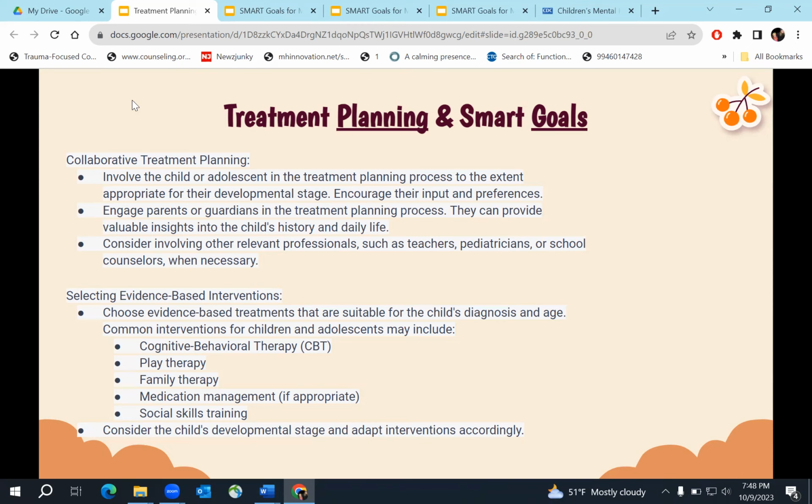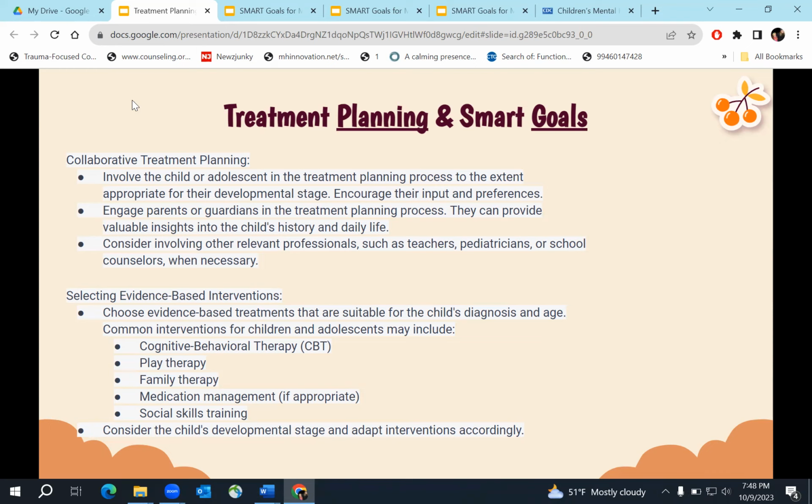When thinking about trauma, there's a lot of really great trauma evidence-based interventions. Trauma-focused CBT is a really great one. Child-parent psychotherapy is a really great one. Interpersonal psychotherapy is a really great one for depression. So just make sure anything that you're doing is coming from an evidence-based lens.